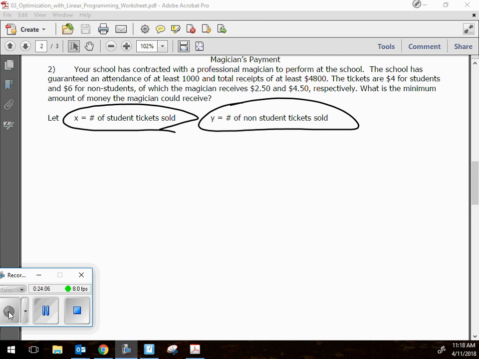Okay, to keep you from going too far the wrong direction, attendance of at least 1,000. Is X a number of people that will be there, or an amount of money? Think it through. Look at what it says. Is X an amount of money, or is X a number of people? It's a number of people. So this number of people plus that number of people needs to be at least. Does that sound like greater than or equal to, or less than or equal to?